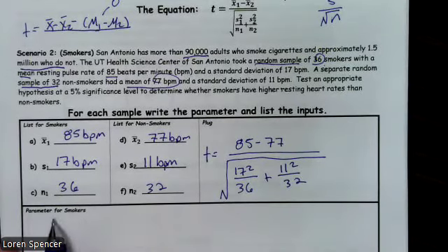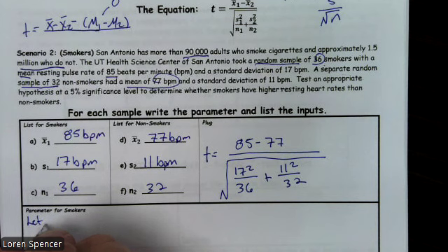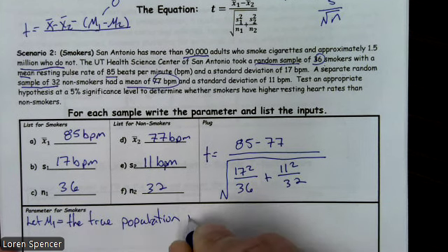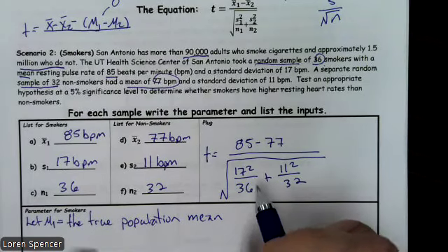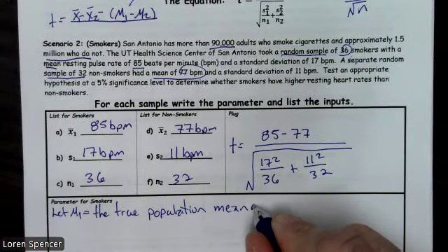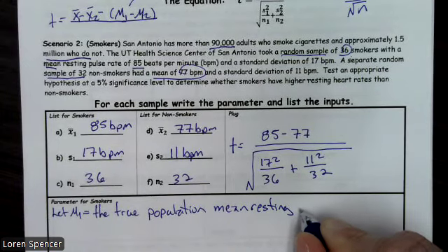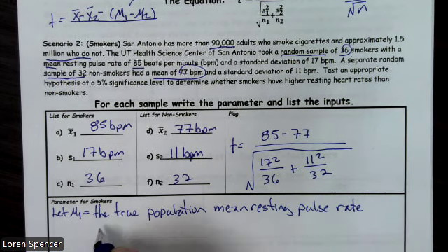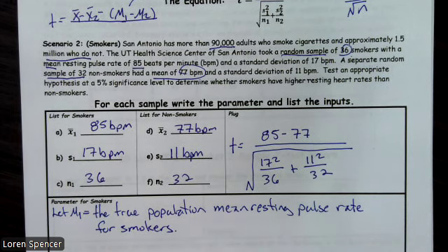So the parameter for smokers. Let mu1 equal, or you can put mu s if that helps, the true population mean. Well, what do we care about? Resting pulse rate. And we need to distinguish who it is for: smokers.